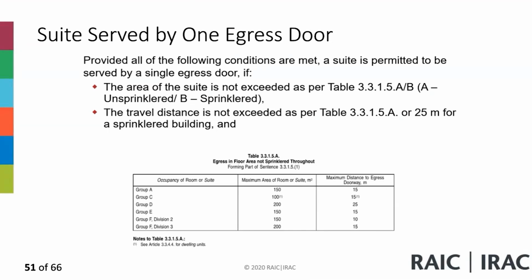Okay, so we went through this one before in terms of locating. There are multiple conditions that need to be met. It's the travel distance to the egress doorway. We've got the area of the suite, and this relates to whether we provide 2 egress doors or not. And then the occupant load of the suite does not exceed 60 persons.